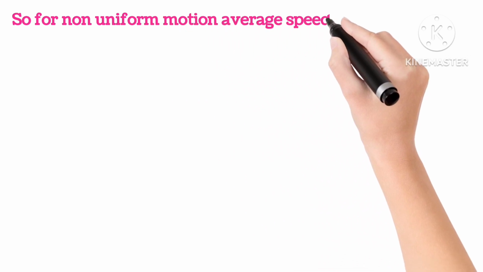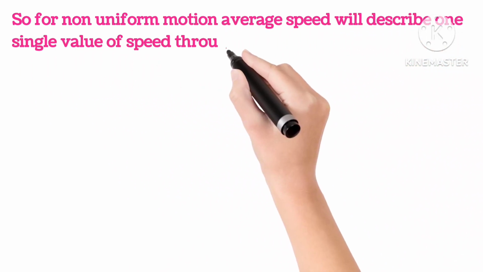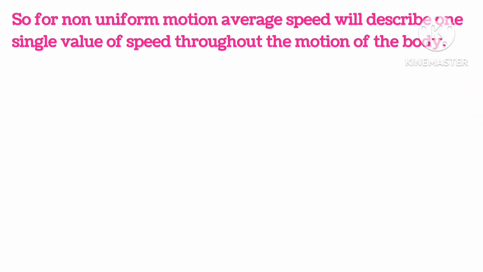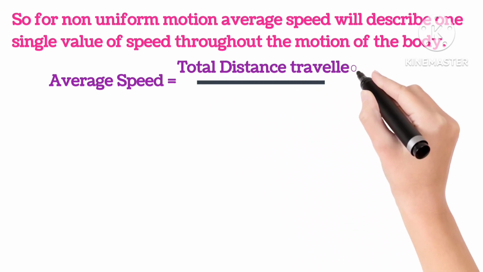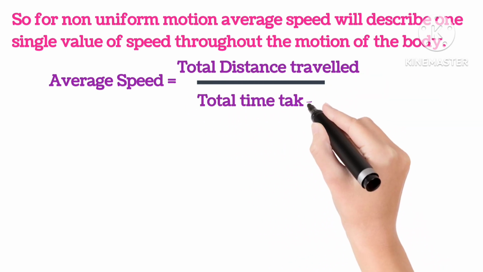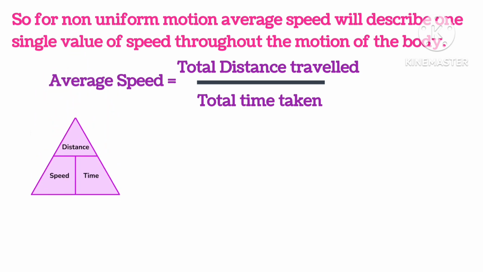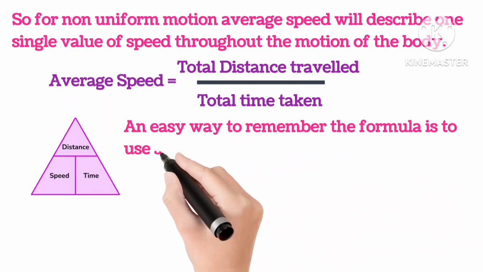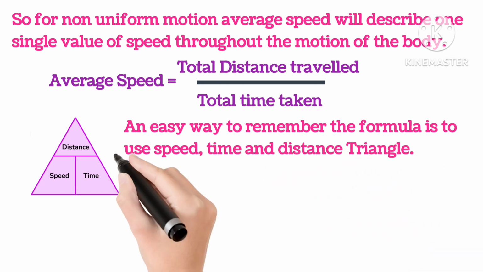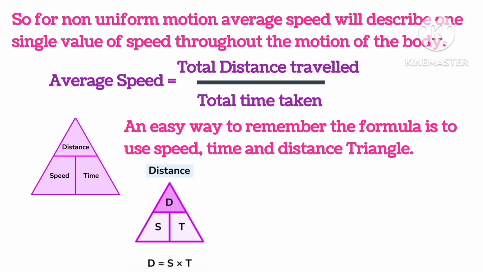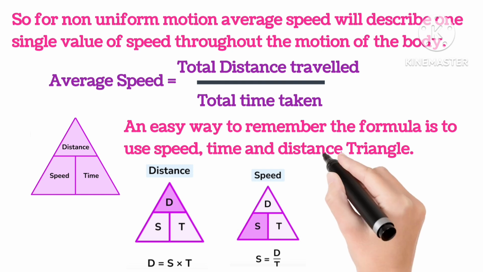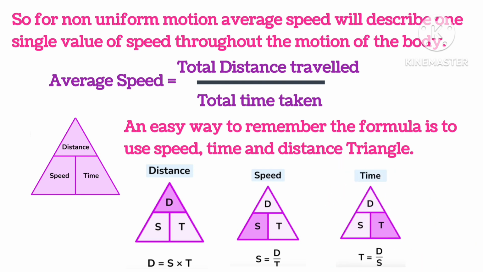So for non-uniform motion, average speed will describe one single value of speed throughout the motion of the body. So we can write average speed is equal to total distance traveled upon total time taken. An easy way to remember the formula for speed, time and distance is the triangle. You can see here distance is on the top, then speed and time are at the bottom. So from this we get distance is equal to speed into time, speed is equal to distance upon time, and time is equal to distance upon speed.